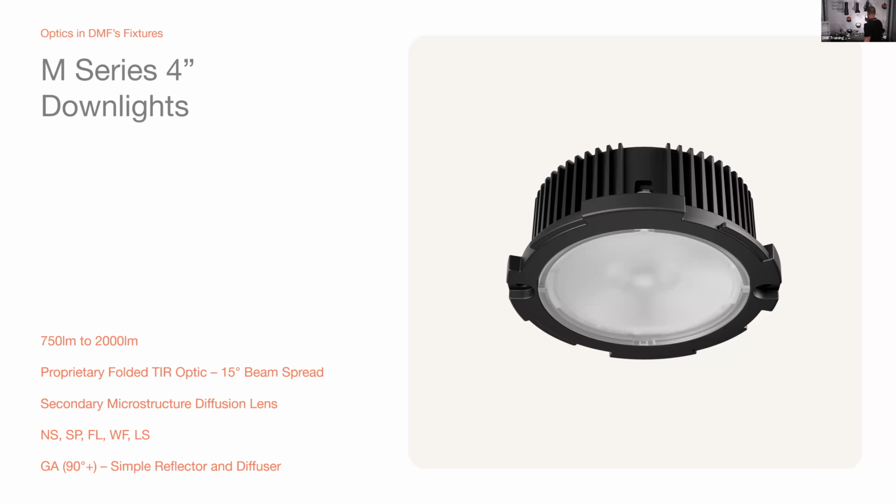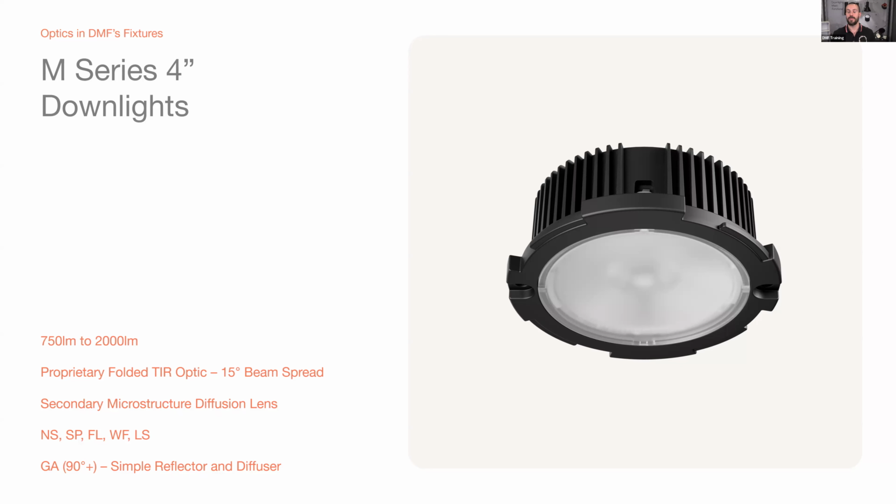So these create a very, very wide beam spread that goes to about 90 or 90 plus degrees. It tends to be a little bit more dependent on the trim that you're using. Our standard recessed trim is about 90 degrees, but if you go to a flush mount trim, which we have some retrofit options for, that brings it up to even past 100 or so degrees.